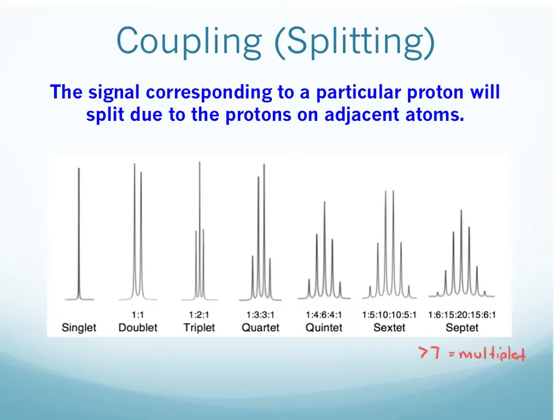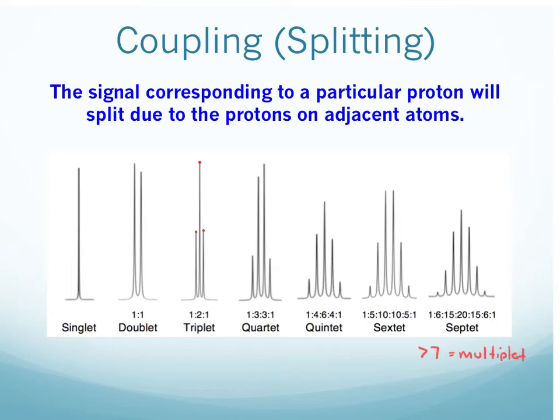Just jumping back to our first slide for a second, here are our different splittings. I just want to point out how these peaks trail off from the middle. If it's just split into 2, both lines are pretty much the same height. There might be a little bit of variation. But when you get into a triplet, notice how the middle line is taller, and the other 2 that go on the outside are a bit shorter. So it trails off in size from the middle.